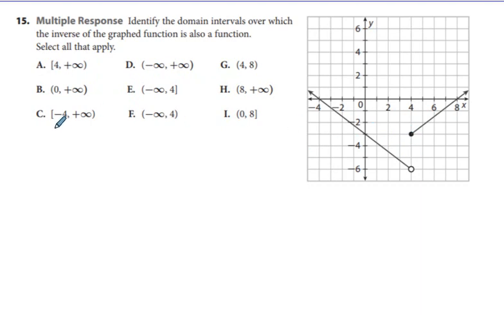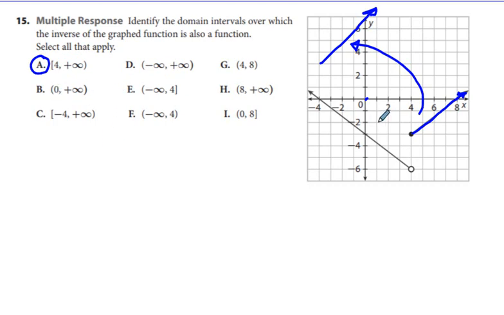So we can look at A, for instance, where we have the interval between 4 and positive infinity. So I'm going to trace over that interval between x equals 4 and positive infinity, just the piece I drew in blue. Now is there an inverse of this piece of that function? Yes, there is. And the inverse is going to be right up here. So this piece I just drew up above is the inverse of the original piece, which is the domain between 4 and positive infinity. So that is correct.